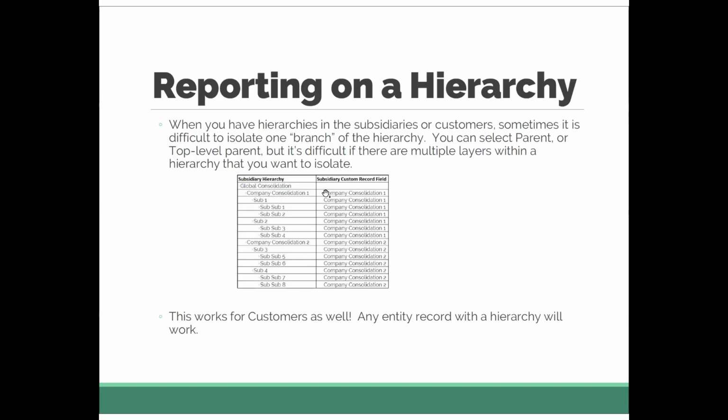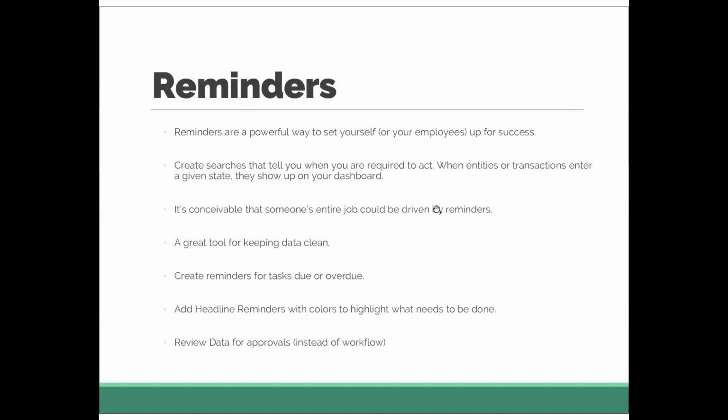But what I'm doing here is saying all of these are part of company consolidation 1. These are part of 2. So that when I go to run a report or a saved search, I can just filter for 1 or 2. This might not be a great example for you, but we've used it for customers when they're stacked and you want to do a filter. We just do a custom record field and throw that on there so that it helps you flatten the hierarchy at a certain level so that you can report better. So just a little tip and trick up your sleeve.